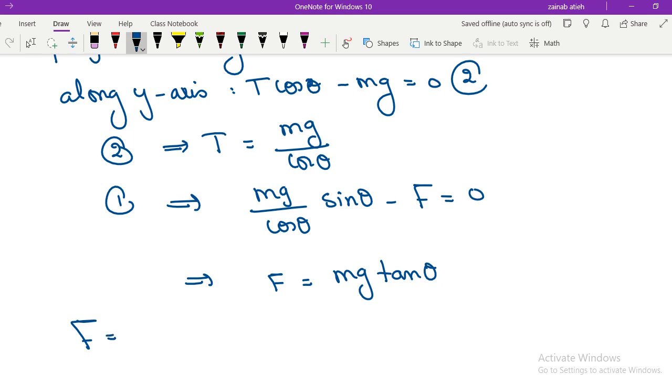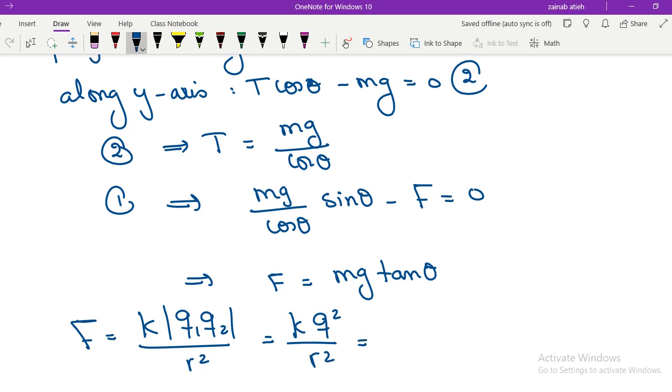F is equal to k absolute q1 q2 over the distance between them squared, so over r squared. Now q1 is equal to q2. I will call it q, so it's q squared. I remove the absolute value because q squared is positive, and both of them are positive, over r squared, which is equal to, for sure, mg tangent theta.